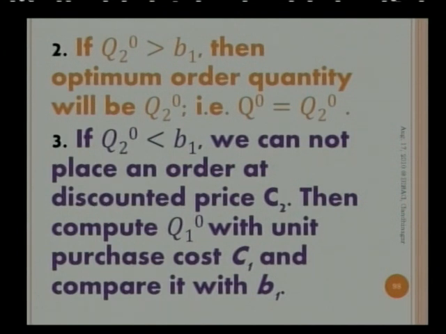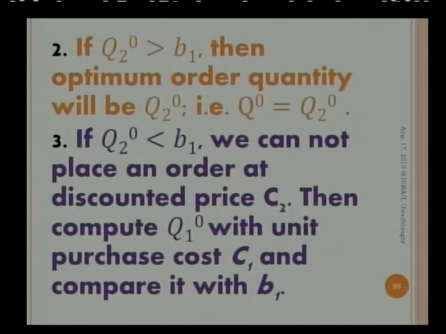If the value of Q2O is larger than B1, we can go for the second break, and that Q2O is the optimal value for the system. But if the value of Q2O is less than B1, that means it falls in the first break, then we need to use the purchase price C1 in place of C2, and then find the optimal Q1 value.